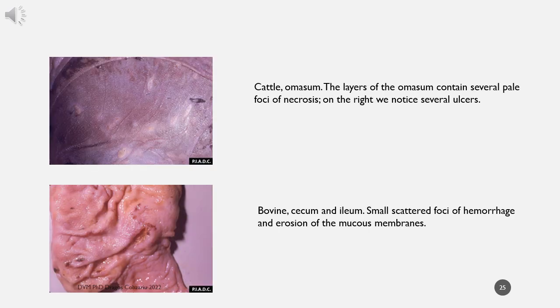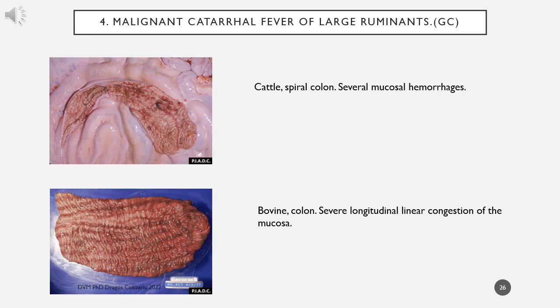Cattle, omasum. The layers of the omasum contain several pale foci of necrosis. On the right we notice several ulcers. Bovine, cecum and ileum. Small scattered foci of hemorrhage and erosion of the mucous membranes. Cattle, spiral colon. Several mucosal hemorrhages. Bovine, colon. Severe longitudinal linear congestion of the mucosa.